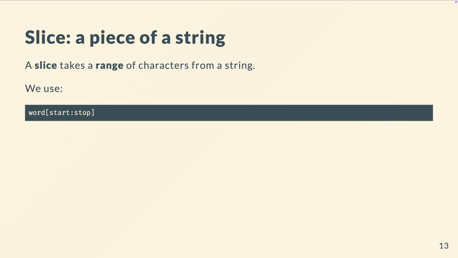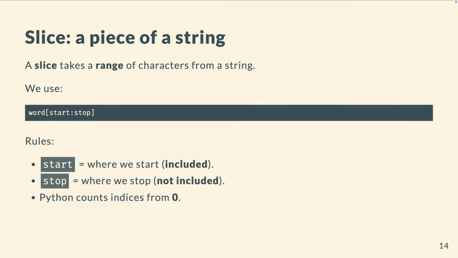Now we learn slicing. A slice takes a piece of a string, not just one character. Python uses square brackets for slicing. We write start, colon, stop, inside square brackets. Here are the rules. Start is included. Stop is not included. And Python counts indices from 0.